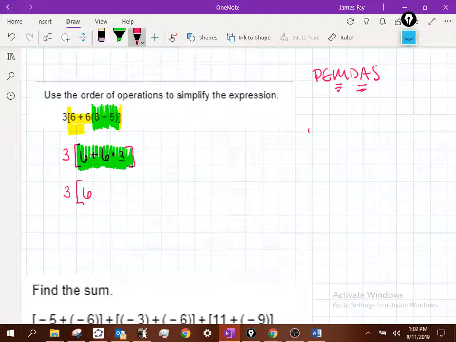Okay. So make sure we write this as 6 plus 18. Now, what can I do now inside those parentheses? You can add those, right? I get something that looks like that, which is the same as that. What's 3 times 24? 72.